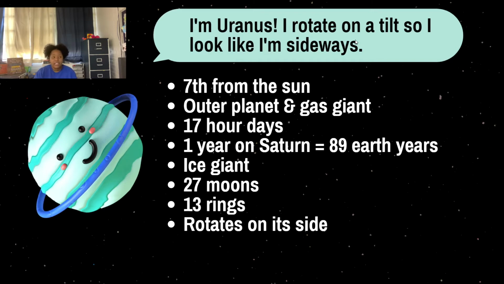Its day on this planet is about 17 hours. 1 year is about 89 Earth years, so it's getting longer and longer. This planet is also an ice giant. It has 27 moons, 13 rings, and like we said, it rotates on its side, which I think is really, really cool.